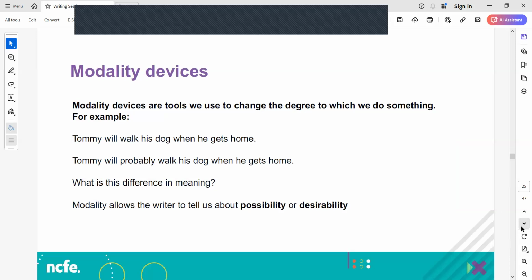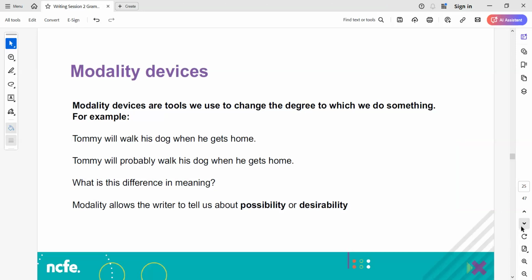Modality devices are tools we use to change the degree to which we do something. For example, Tommy will walk his dog when he gets home. Tommy will probably walk his dog when he gets home. So there's a difference in meaning there. And it's called modality, which is the writer is able to tell us about the possibility or desirability of something happening. So he definitely is going to. Probably, he might do, he might not, but it's likely that he will.